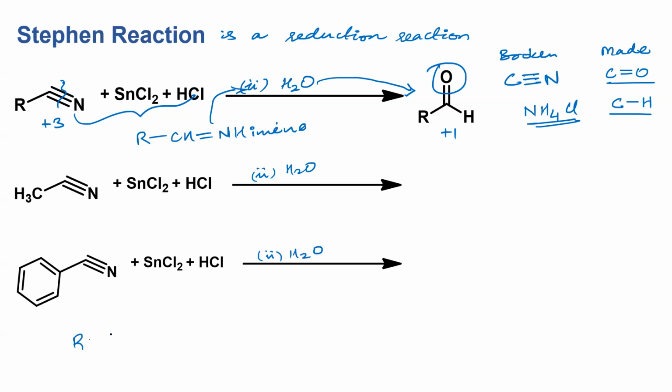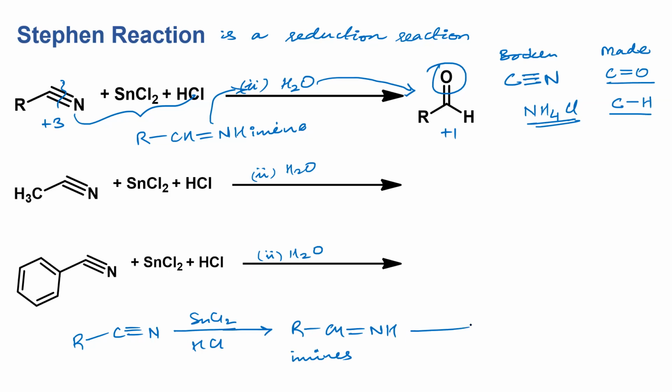So in general, the reaction goes like this: R carbon triple bond nitrogen. If I add SnCl2 and HCl, I will be getting R CH double bond NH. These are known as imines. And then on further hydrolysis, some heat is also required because we have to boil the water off. I will get R, carbon double bond oxygen, and a hydrogen here.